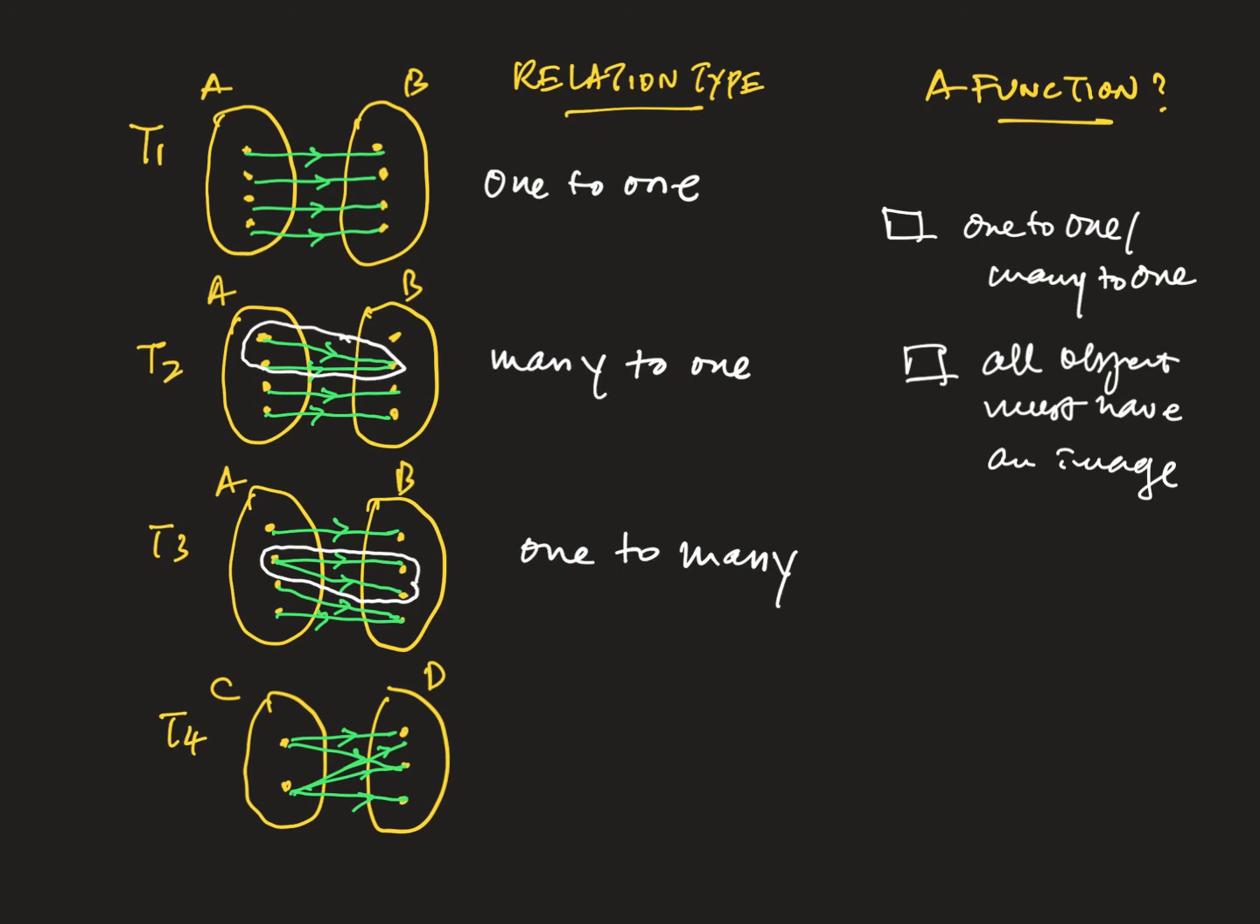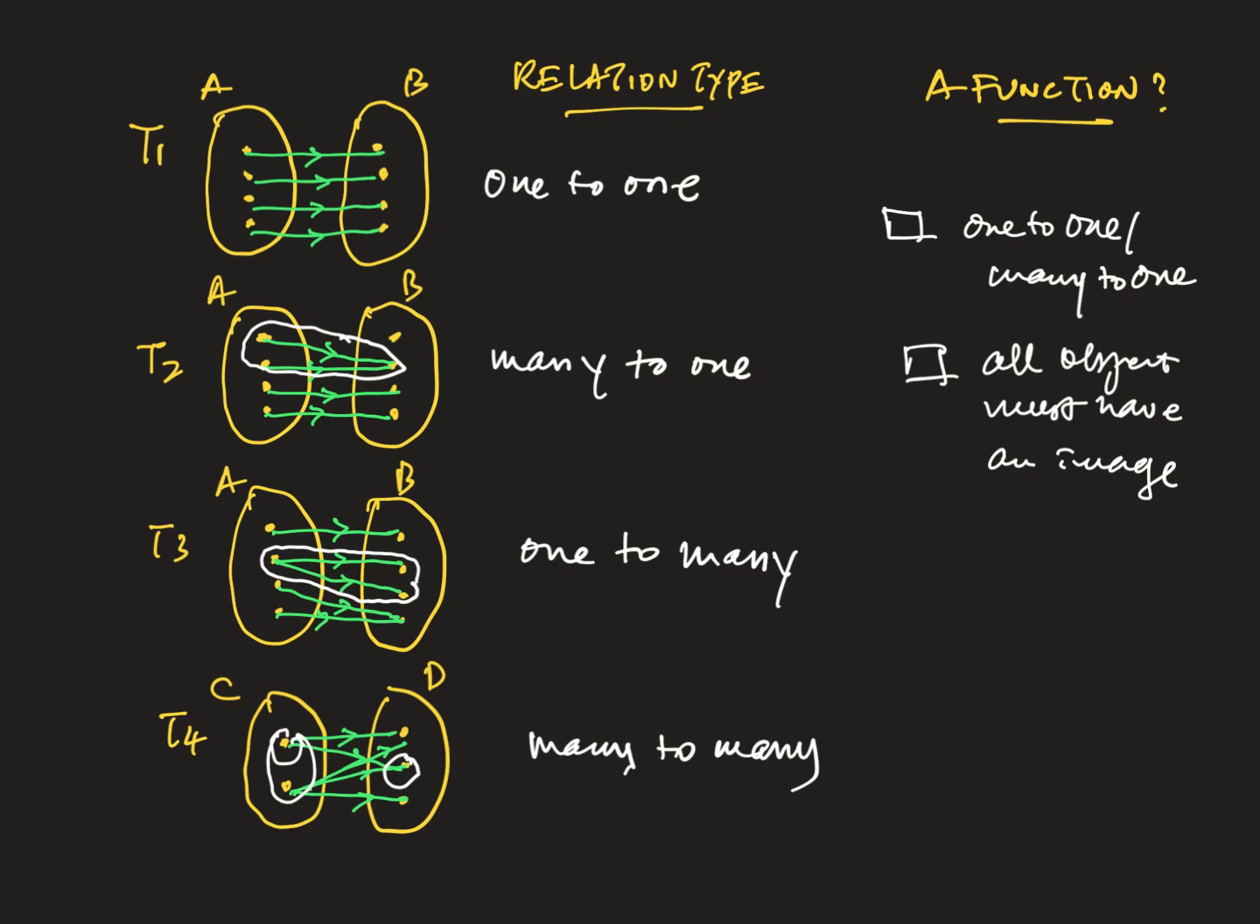The fourth type of relation is many-to-many. As you can see, each object has many images, and many objects have the same image in D. So this is many-to-many. So now let's learn about the concept of function.